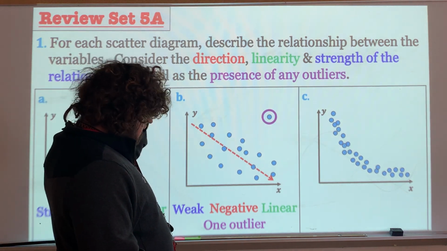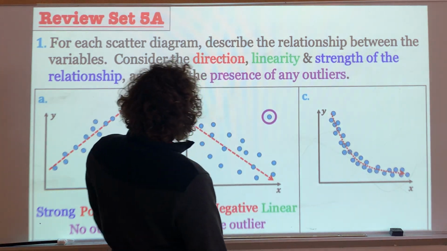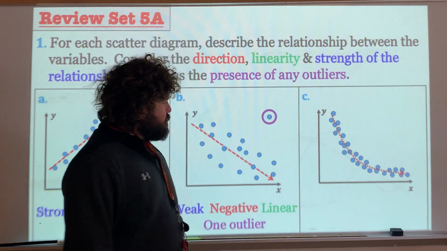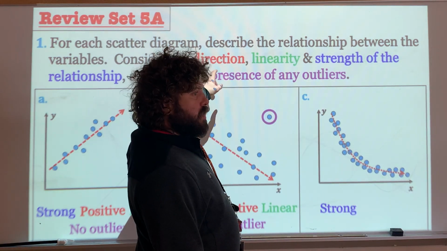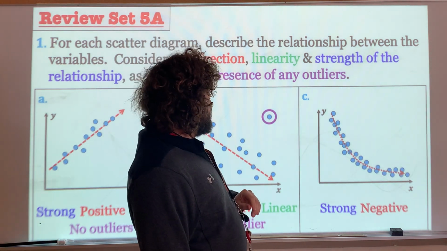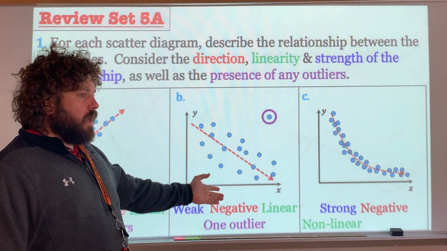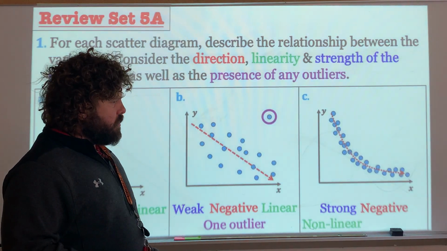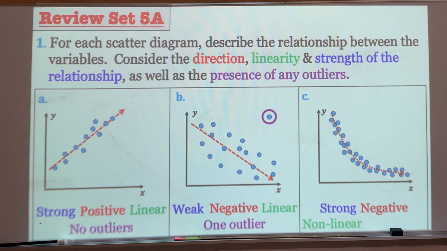Draw our line, and we're just dealing with that. Oh, wait a second, that's not a line, is it? What do you think, though? Strength: pretty strong, because these are quite tightly grouped together. Direction is negative; it does go down, right? Is it linear? No, that's definitely non-linear. And finally, there are no outliers. Number one's an easy one.